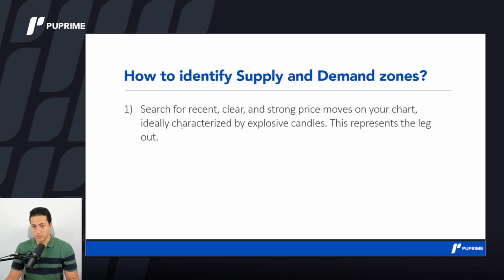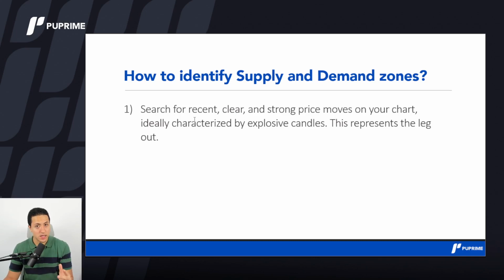Search for recent, clear, and strong price moves on your chart. Simple. It has to be recent because it has to be a fresh zone. Don't go back to 1990 and tell me this is a supply zone. I don't care what happened way back. I care about what happened recently. Where are the recent unfilled orders positioned on the chart? Where would people think of selling or buying if prices go back again? So I want to search for recent, clear, and strong price moves on the chart.